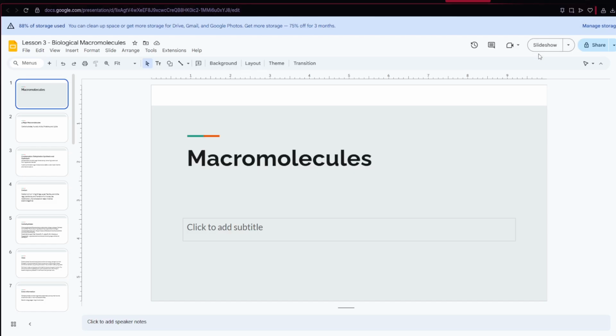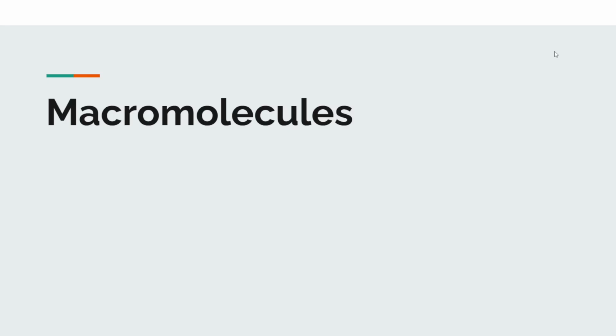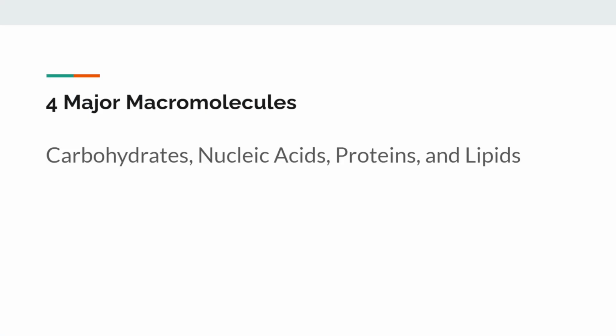All right, biological macromolecules. I find this super interesting because the molecule's structure represents the precision of the universe, almost like there's an intelligent mind behind it. So there's four major macromolecules: carbohydrates, nucleic acids, proteins, and lipids. We'll get into that a little bit, and also why certain things are named certain ways.